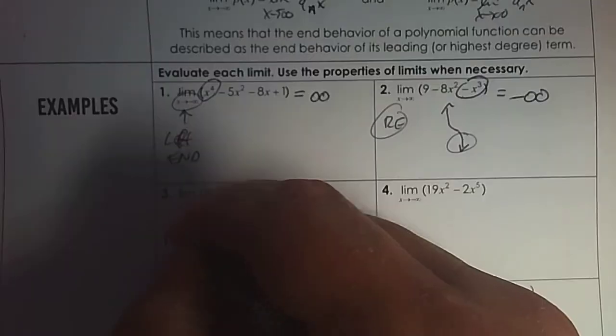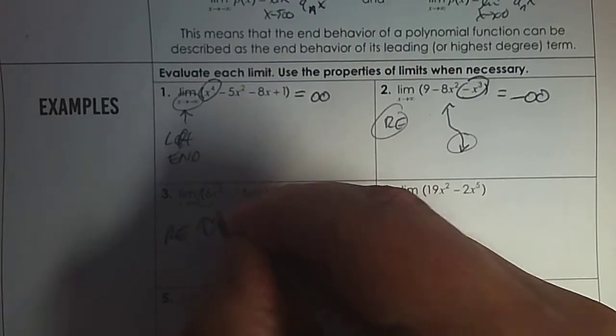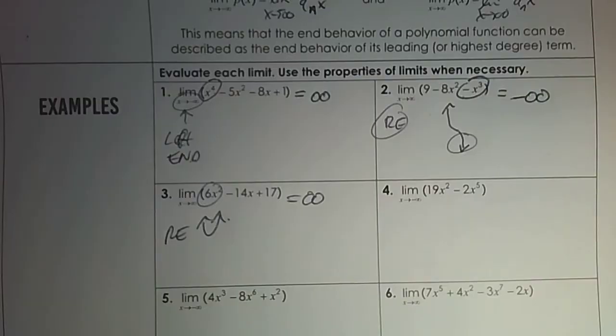All right, where are we looking at? The right end. What's the power term? Positive 6x squared. Where's the right end going? And the answer is infinity.